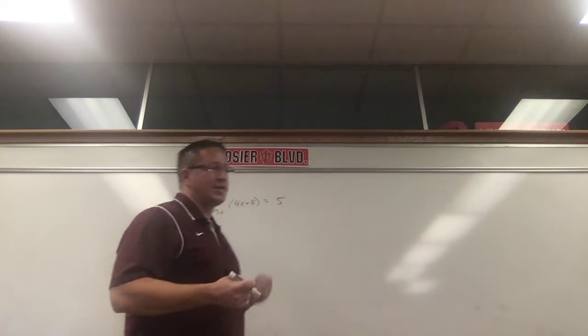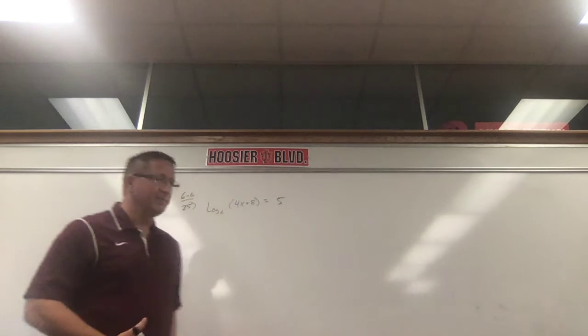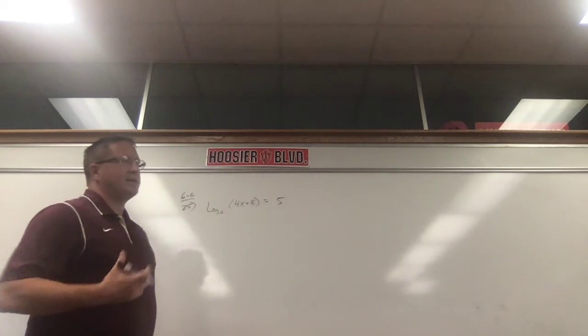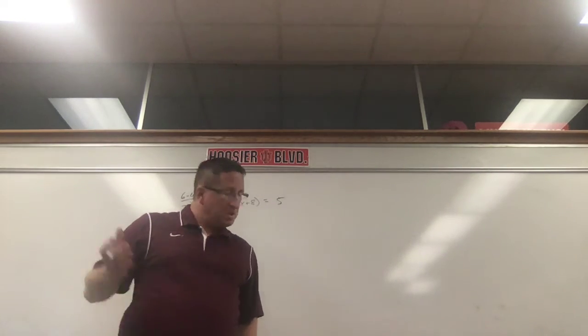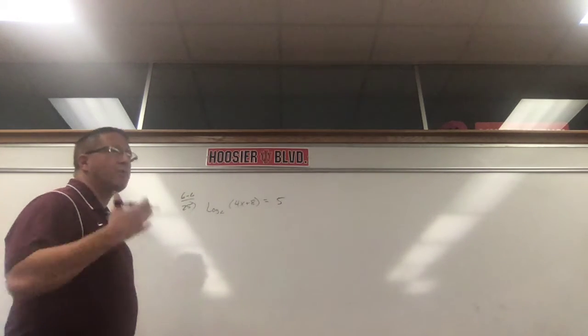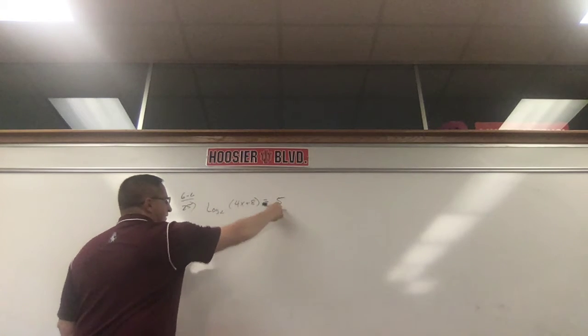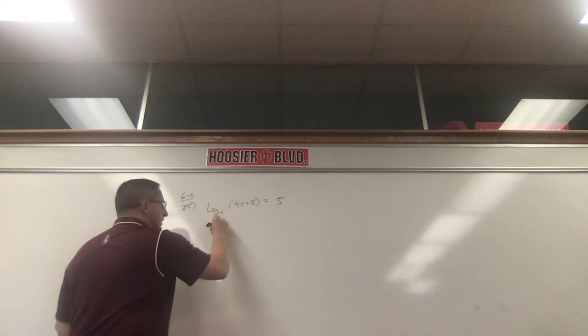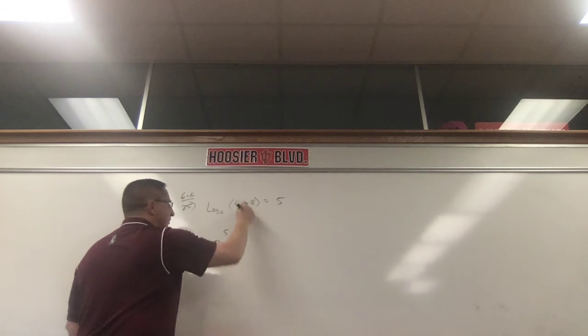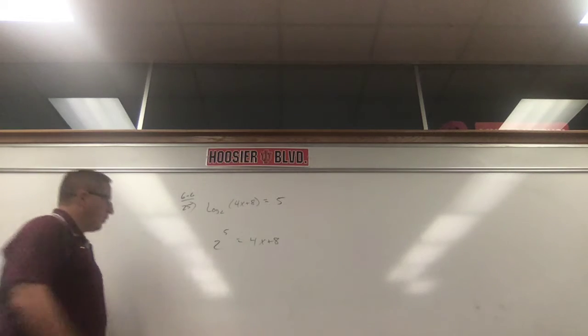Most students at this point in this chapter hate logarithms. I love them. So what I tell students is if you don't like logs, get rid of them. Rewrite it without logs. So log base 2 of this equals 5, so we're saying base 2 to the 5th has to equal this, 4x plus 8. No more logs.